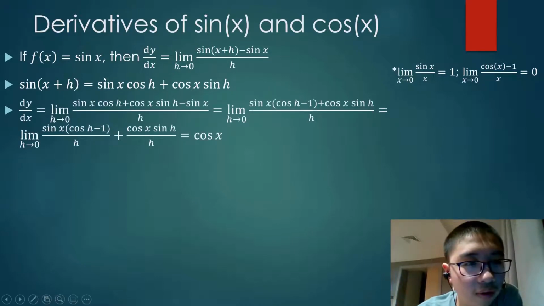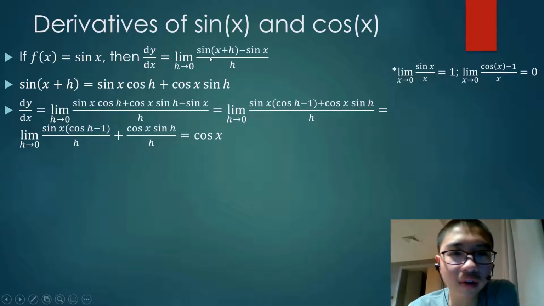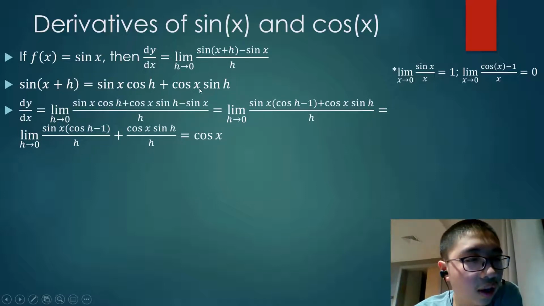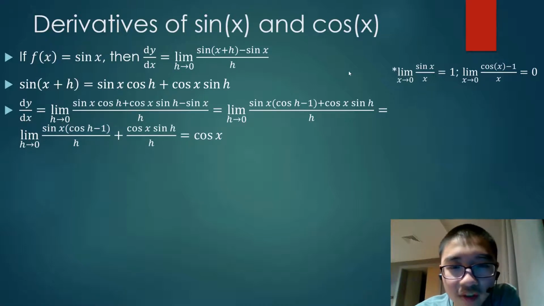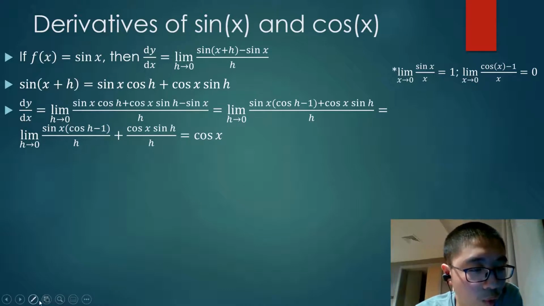Alright, let's plug this expression back into the definition of the derivative of sine x. We can get the derivative of sine x is just the limit as h approaches 0 of sine x times cosine h plus cosine x times sine h minus sine x over h, which is equal to the limit as h approaches 0 of sine x times cosine h minus 1 plus cosine x times sine h over h. We can separate these two terms, so what we get is actually two separate limits.